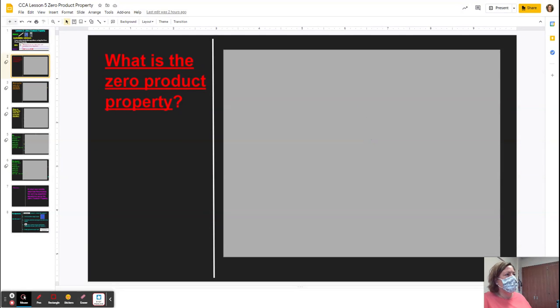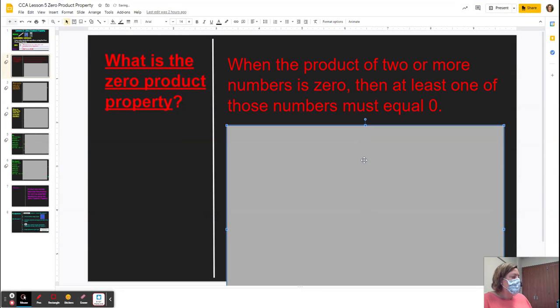All right, so draw that line 1/3, 2/3 on your paper. We're going to talk about the zero product property. So the first question is, what is it? And basically it just means this, that we know if you multiply two things together and the answer makes 0, one of those two things has to equal 0. So the product, right, when you multiply two or more numbers, so when the product is 0, one of those numbers has to equal 0.